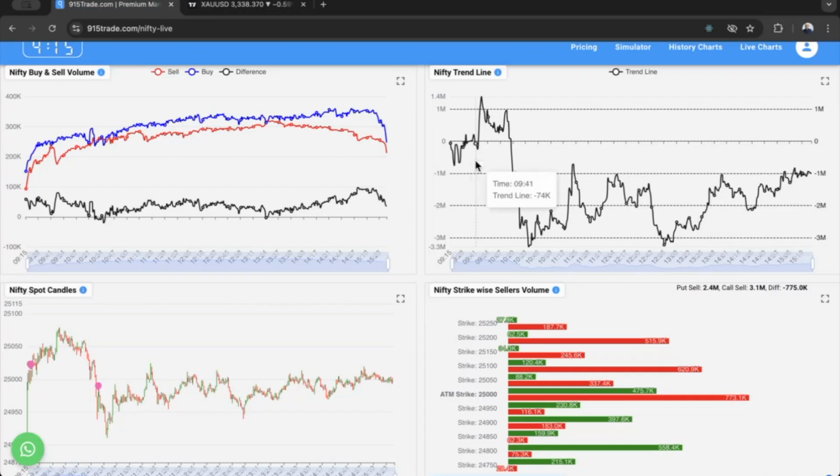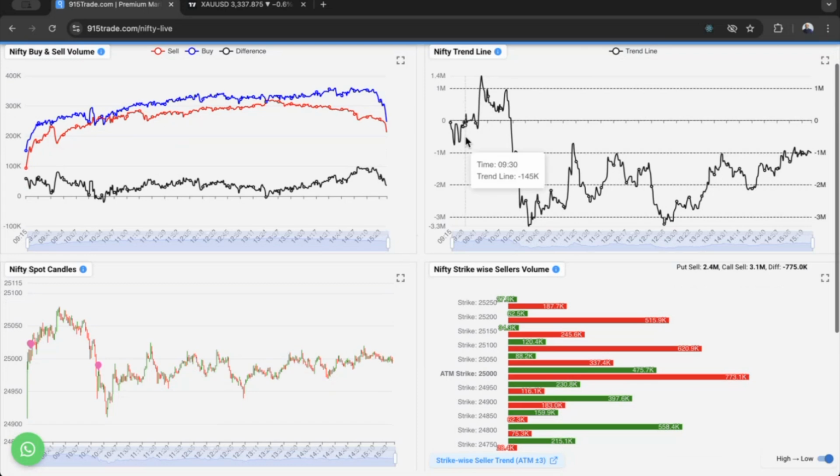What we do is we don't draw the trend line based on price at all. Our trend line is completely based on volumes, purely based on these volumes. So what this does is it tells you whose pressure is more or whose pressure is building. It will be able to tell you that very clearly.